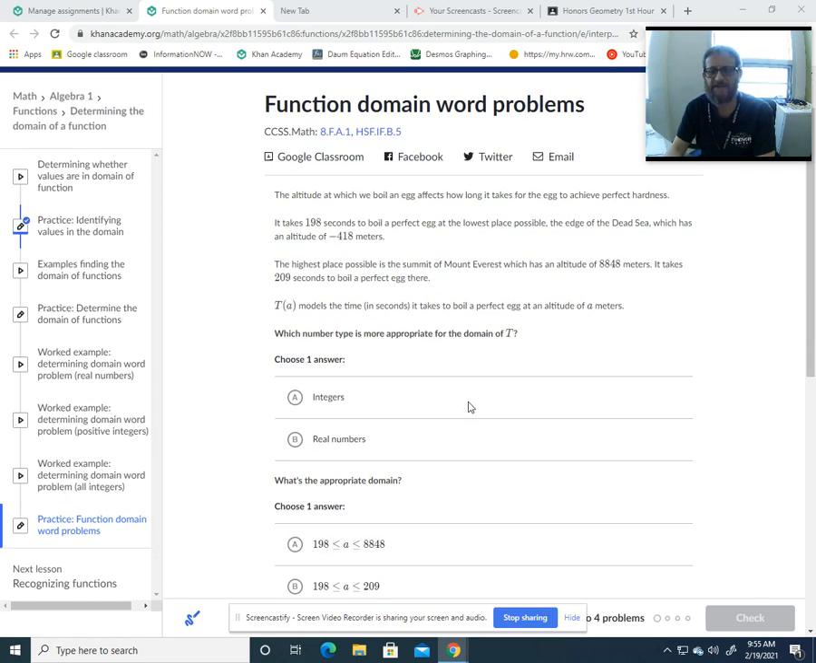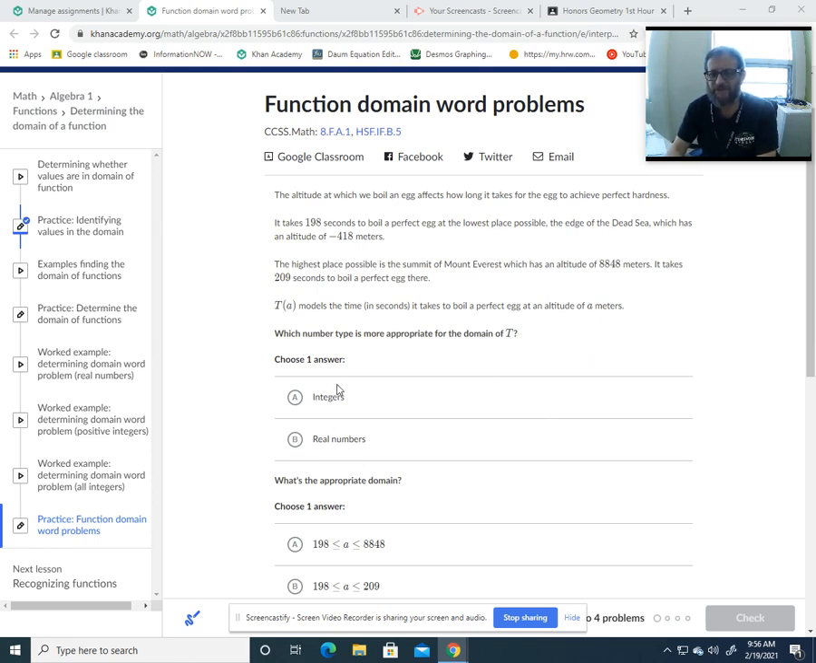The domain is the x's that we're putting in. What we're getting out here is seconds. What we're putting in here is altitude. Think about how you're going to measure your altitude. You're almost certainly going to measure your altitude in nice meters. They're not going to measure an altitude in square roots.